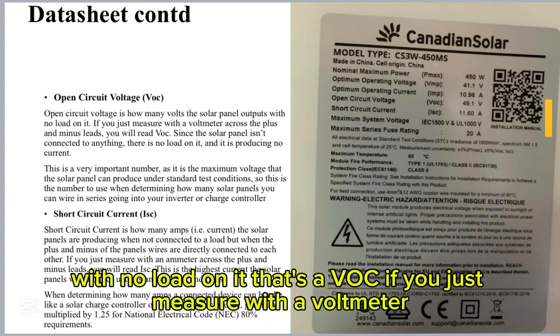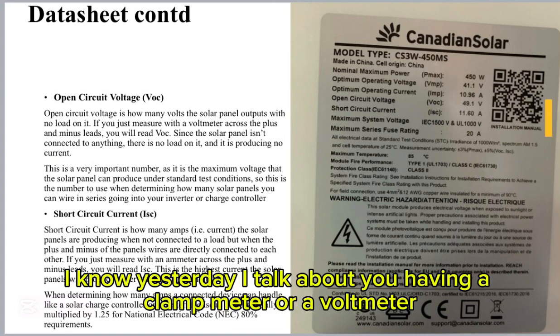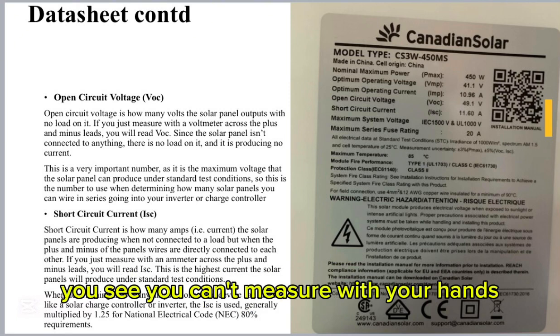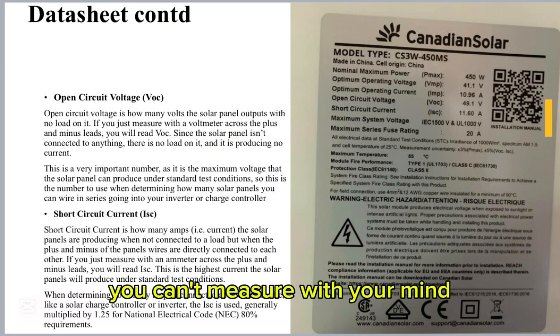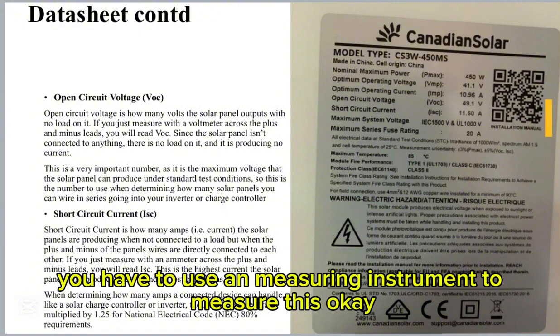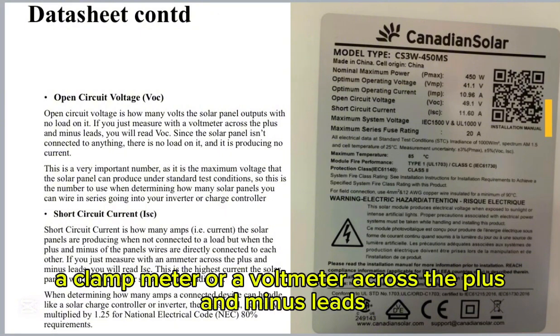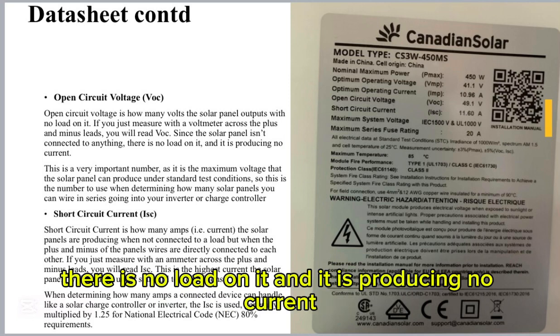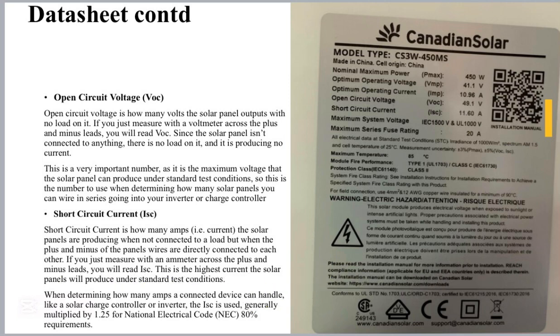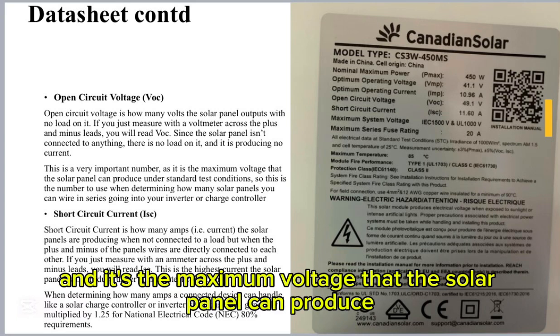That's the VOC. If you just measure with a voltmeter, yesterday I talked about you having a clamp meter or a voltmeter. You can't measure with your hands, you can't measure with your instinct, you can't measure with your mind. You have to use a measuring instrument to measure this. If you put a clamp meter or a voltmeter across the plus and minus leads, you will read the VOC. Since the solar panel isn't connected to anything, there is no load on it and it is producing no current.